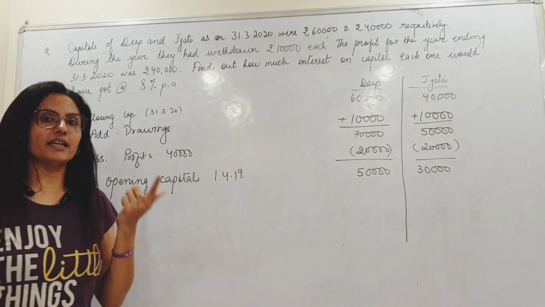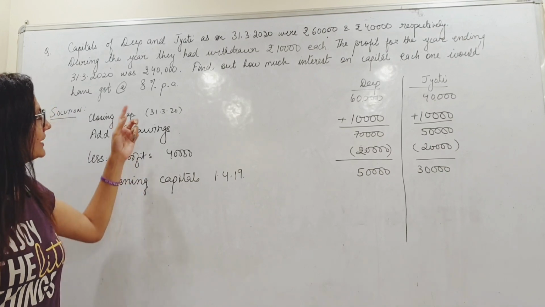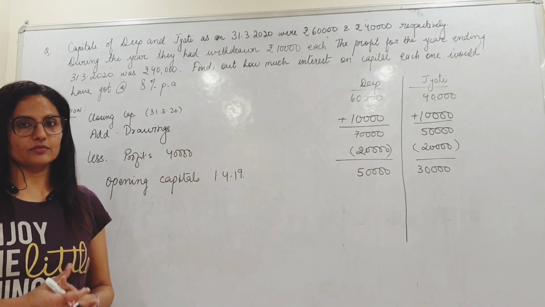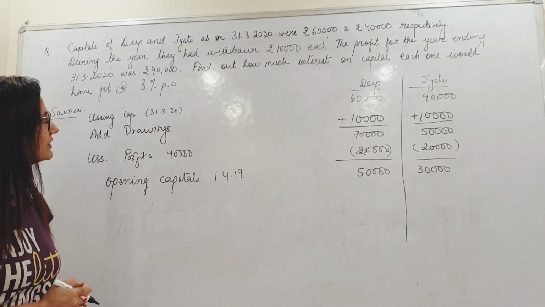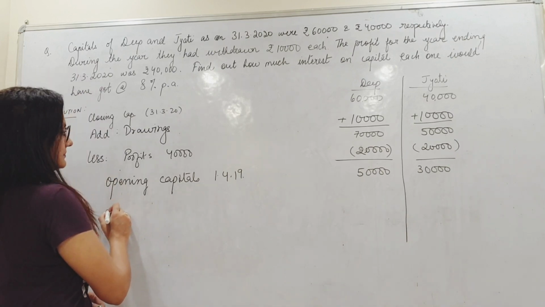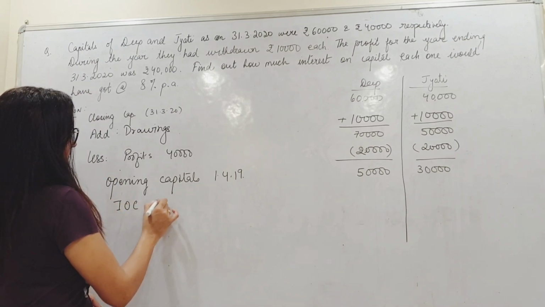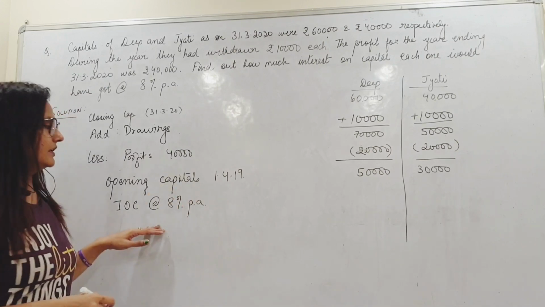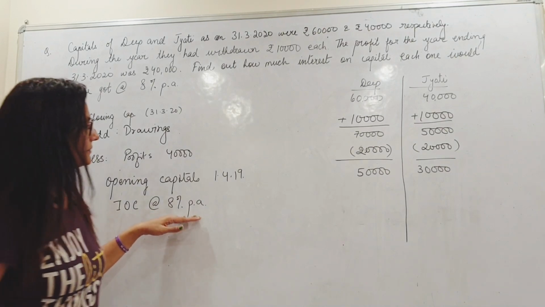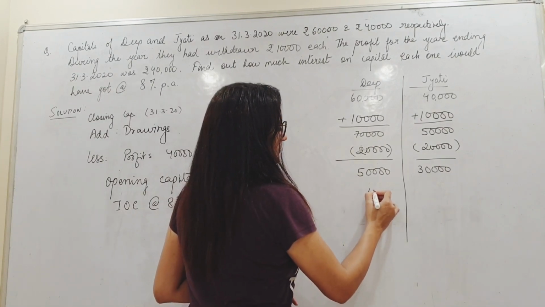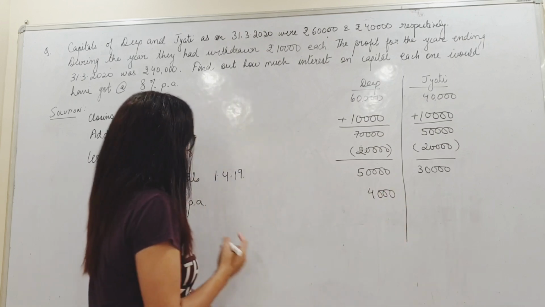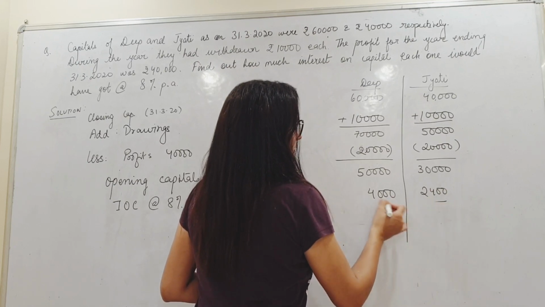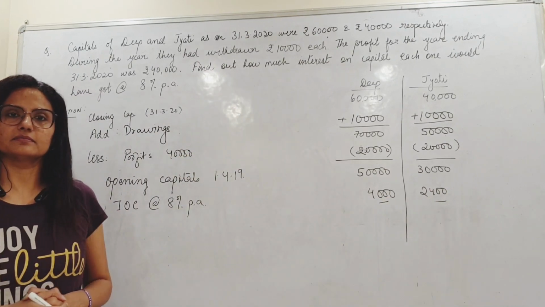Okay. अब opening capital जब मिल गया है, we can obviously find out how much interest on capital each one would have got at 8% per annum. तो 8% per annum के हिसाब से हमको कितना देना था इसको, right? So here it comes as interest on capital is 8% per annum. 8% of opening capital would be 4,000 and of this should be 2,400. So this is my answer, right?